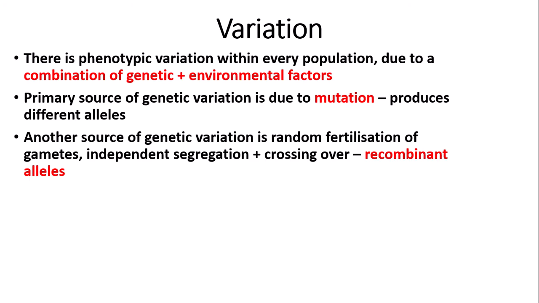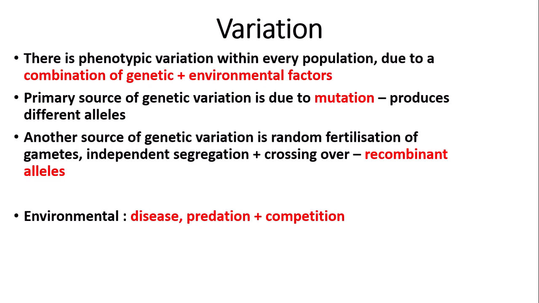Another source of genetic variation is random fertilization of gametes, independent segregation, and crossing over, which are the steps in meiosis which create genetic variation. These processes produce what we call recombinant alleles. So alleles recombine to create new combinations. Causes of environmental variation can be disease, predation, and competition. In competition, the organism that has less well-adapted features is less likely to survive and reproduce. We will get onto competition in more detail in the chapter on populations and ecosystems, and also predation, so don't worry about those too much now.